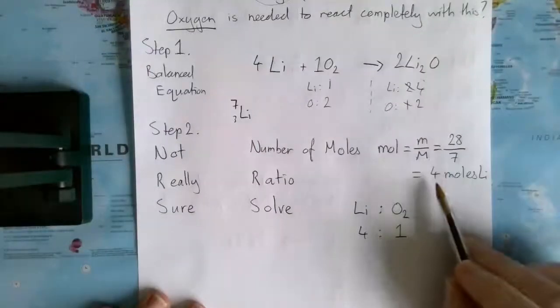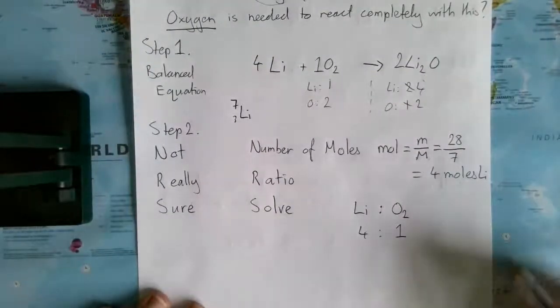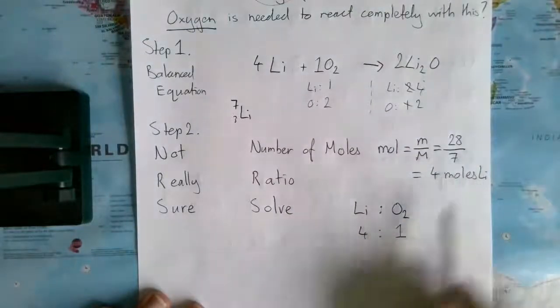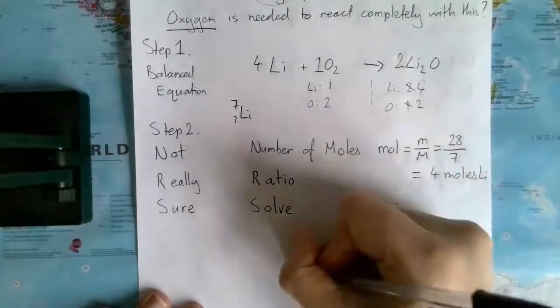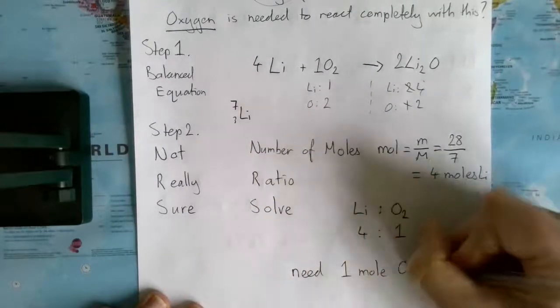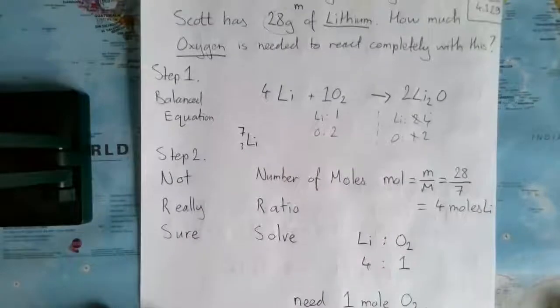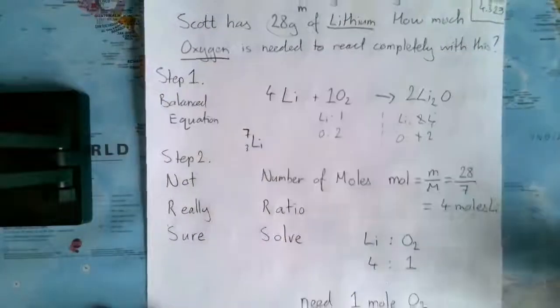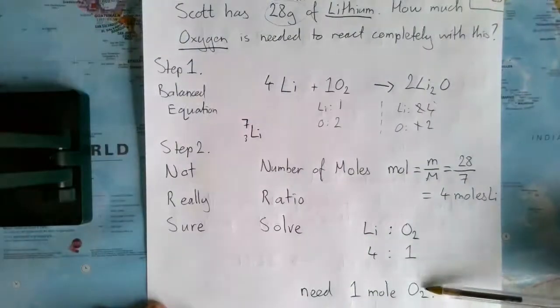Now I've given you an easy one here. There are 4 moles of lithium, so it's exactly what it says there. 4 moles of lithium reacts with 1 mole of oxygen, so what we need is 1 mole of O2. Now, up here it says how much oxygen is needed to react completely with it. That would be our question finished.